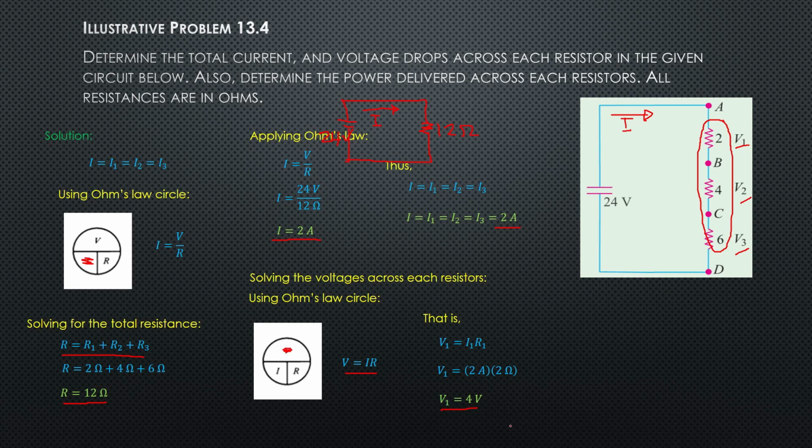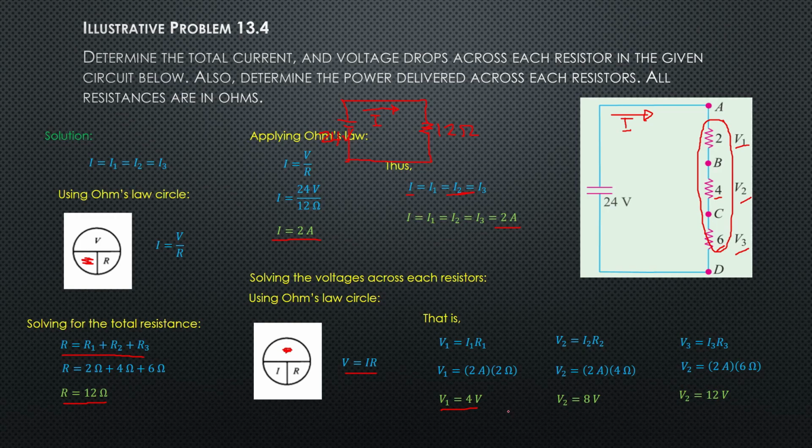Similarly for voltage 2, this is I2 and R2. The current across resistance 2 is simply I, which is equal to 2 amperes, and resistance 2 is 4, so 2 multiplied by 4 is 8 volts. Similarly with voltage 3, across resistance 3, I3 is 2 amperes and resistance 3 is 6 ohms, so 2 multiplied by 6 gives us 12.